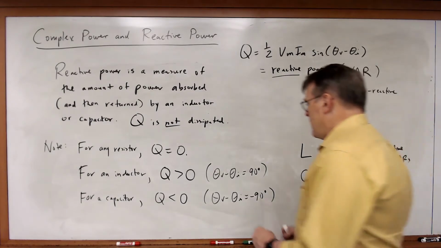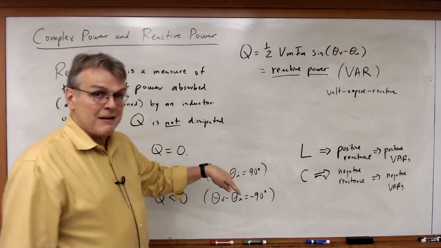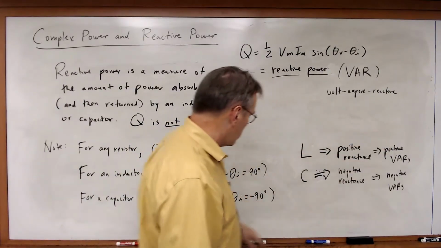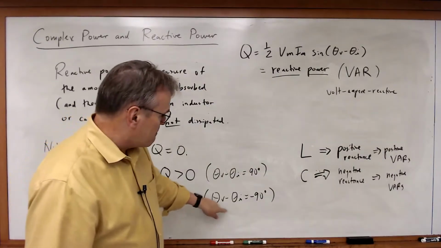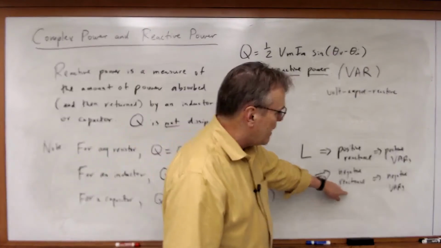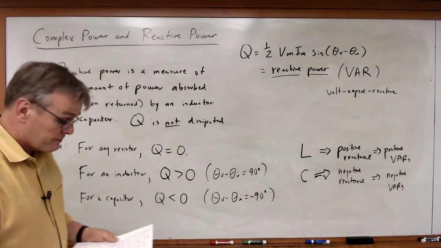Along the same line, for an inductor, theta sub V minus theta sub I is plus 90 degrees, positive reactance, positive VARs. For a capacitor, theta sub V minus theta sub I is minus 90 degrees, negative reactance, negative VARs. So those signs carry all the way across.